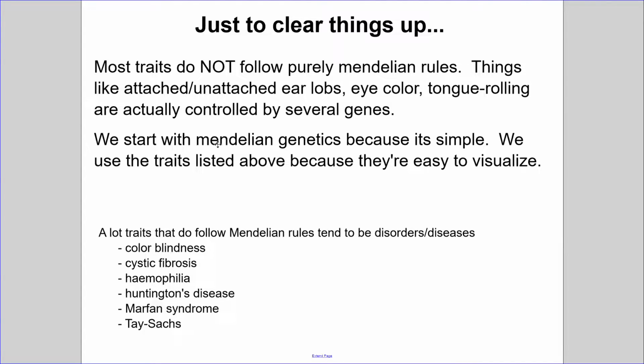So we start genetics by learning about Mendelian rules because it's simple. It's a nice, easy model to understand, and the traits that we have listed here are very visual and easy to think about, but they're actually a little bit more complicated than that. Typically, things that follow Mendelian rules tend to be disorders, things like color blindness, cystic fibrosis, hemophilia, Huntington disease, Marfan syndrome, and Tay-Sachs. These are some diseases or disorders that do strictly follow Mendelian rules. But a lot of the stuff that makes up your overall phenotype can be a little more complicated than that.